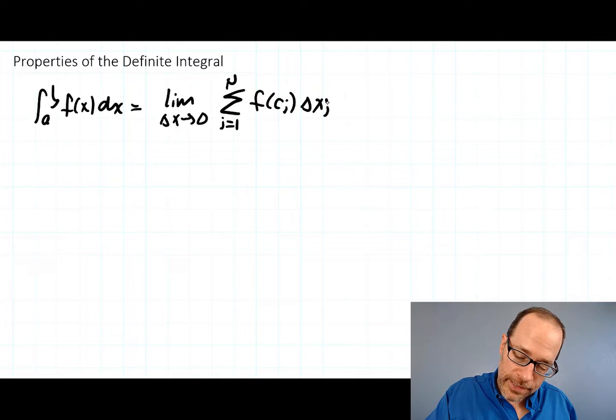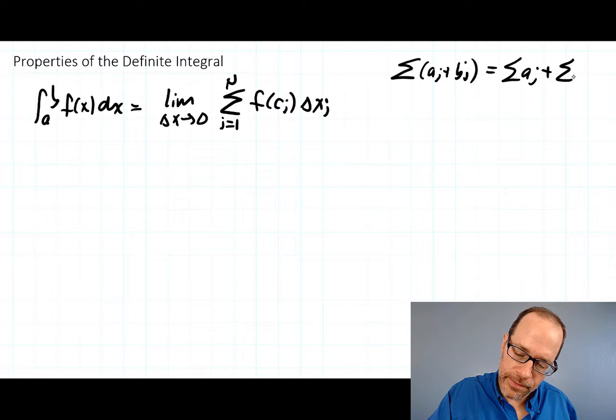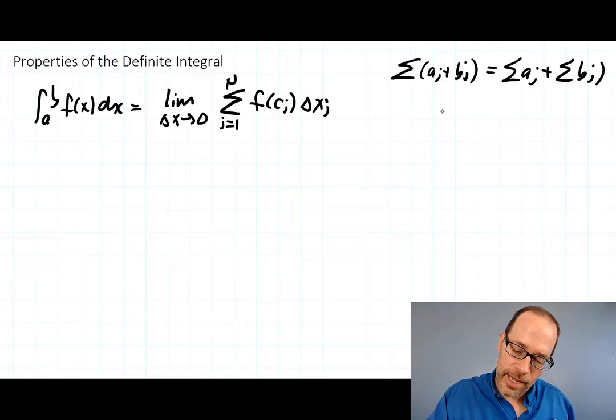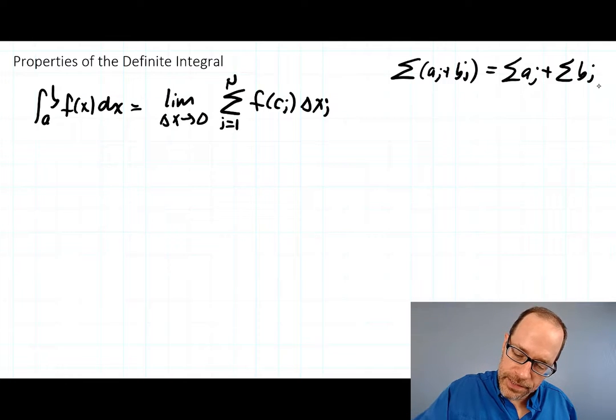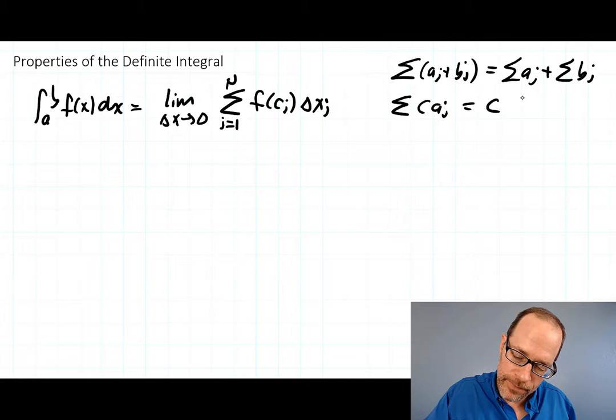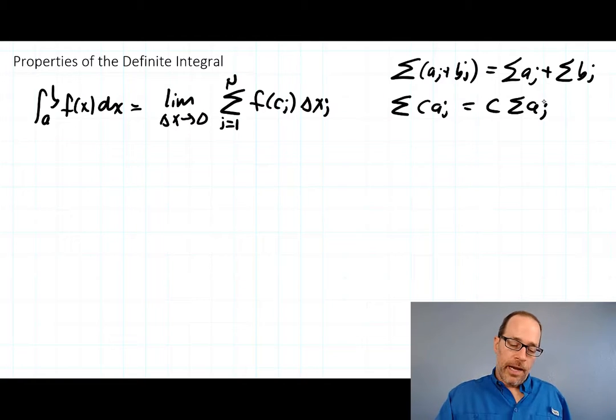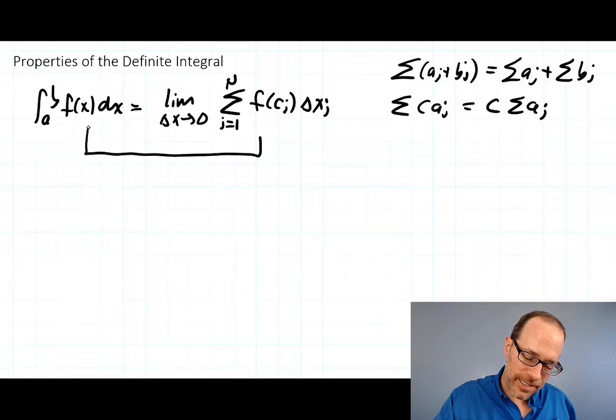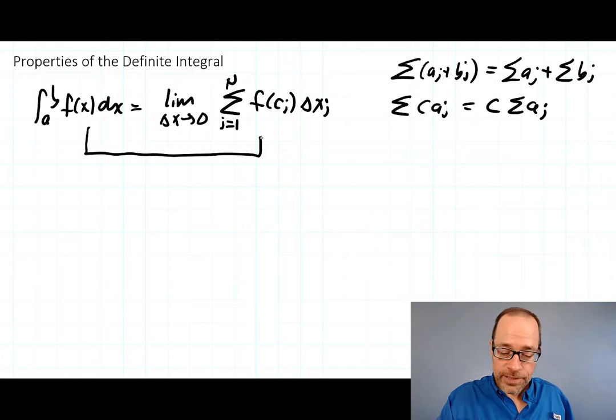Now, since we know that sums split up nicely like this, and because constants pull out of sums in the same way, the properties of the integral will be very similar to the properties of the sum, because the limit also behaves well with respect to sums and constants pulling out.